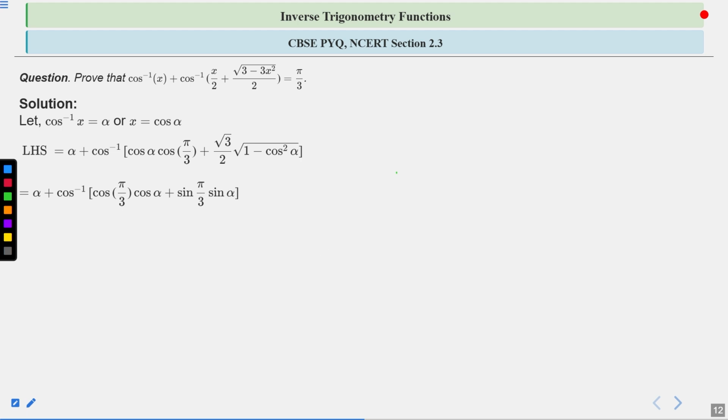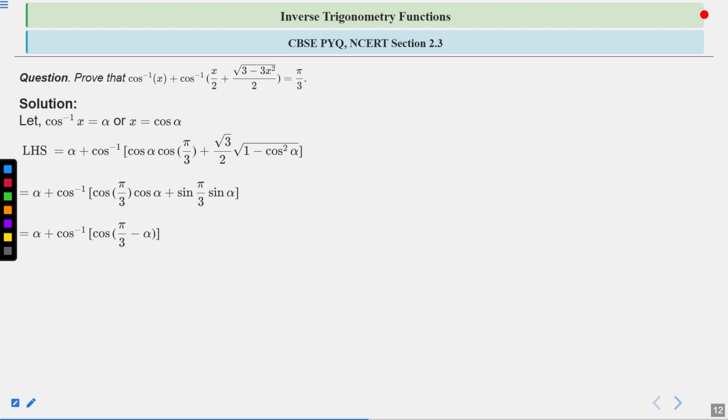Because we know that root over 1 minus cos square alpha will be equal to root over sin square alpha, right? Clear? And we can write it as sin alpha. So the given expression will become cos pi by 3 cos alpha plus sin pi by 3 sin alpha. So finally we can write it as alpha plus cos inverse cos pi by 3 minus alpha, right?